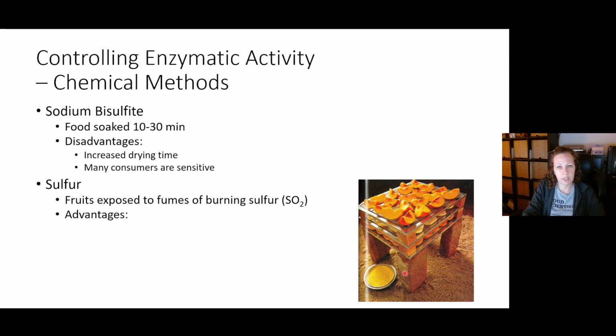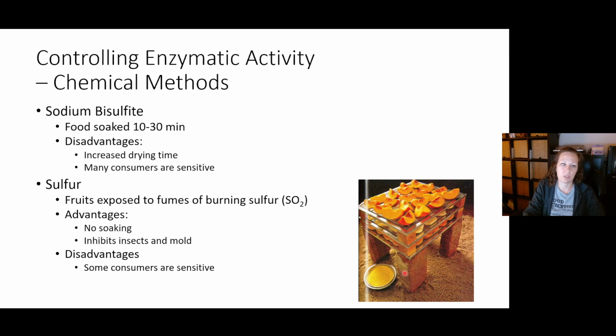The advantages to this method is there's no soaking, so you don't have the increased drying time that you have with sodium bisulfite, and it also inhibits insects and mold, so that can be a double or triple benefit to using this method.